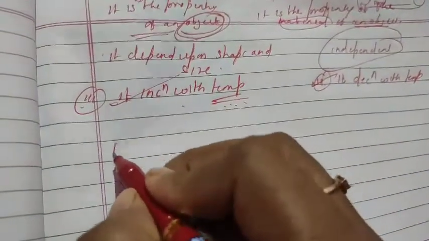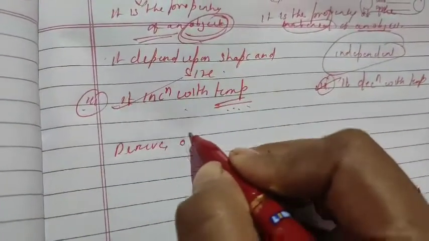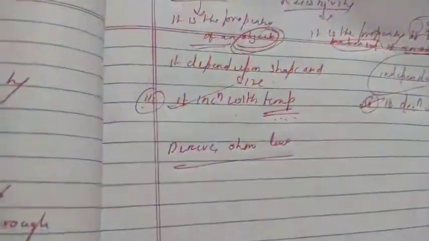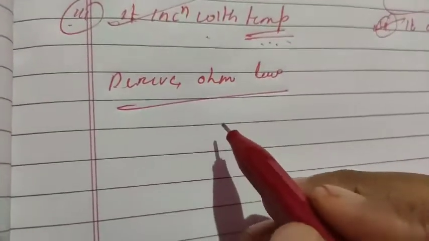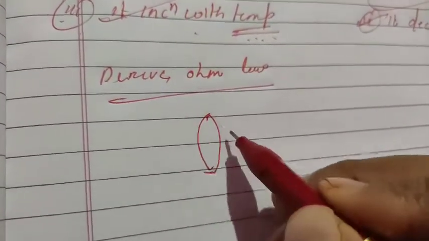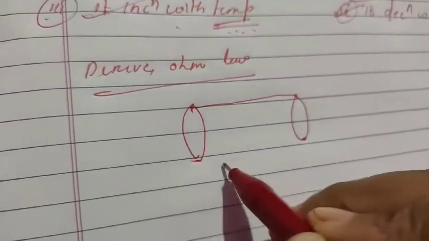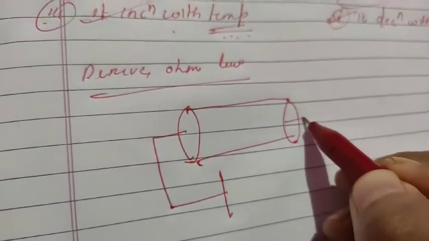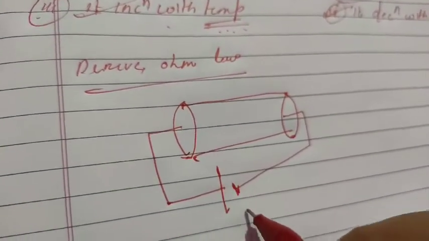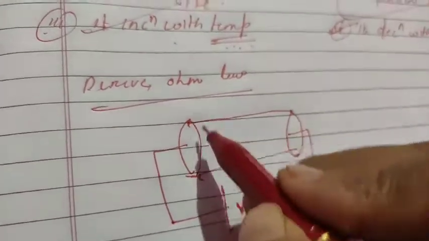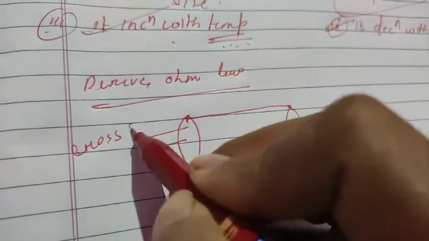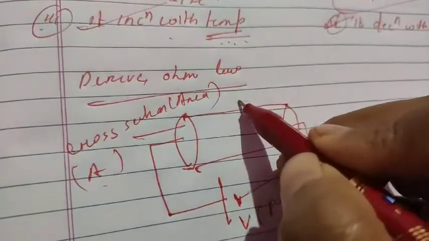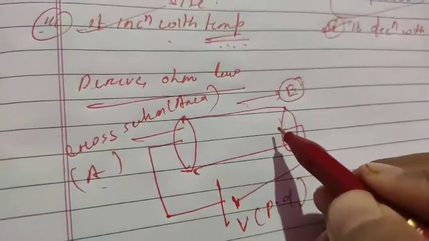Now we will derive Ohm's law. How can we derive Ohm's law, students? That you have never done, I think. So today we will do it. Suppose, a diagram you should always remember in this chapter. Suppose this is one conductor. You have taken one end positive, another end negative. Here V is the potential difference. This is the cross-sectional area, which I can consider A. This is the electric field which we can apply here, E.